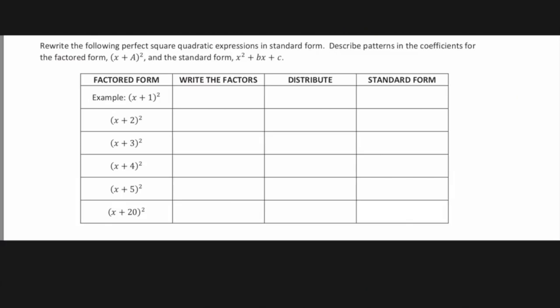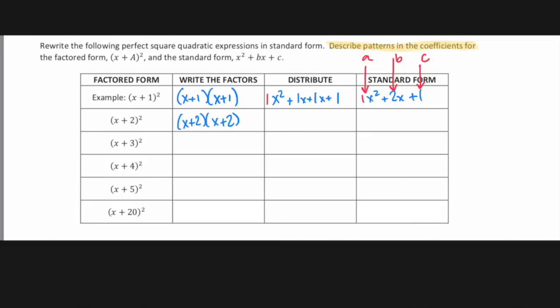But before we do that, I want us to explore what we know so far and look at some patterns. So I have some equations in factored form on the left, and I want to go ahead and write the factors for it. What you see at the very right is going to be your standard form. In our standard form, we have A, B, and C defined as the coefficients. So whenever I say A, you know exactly what I mean.